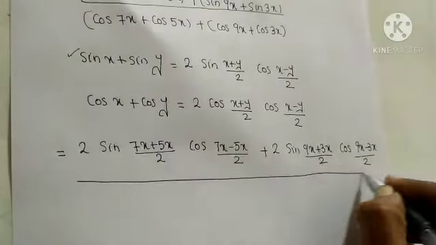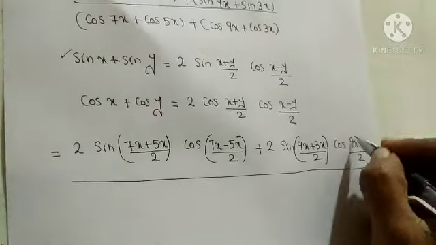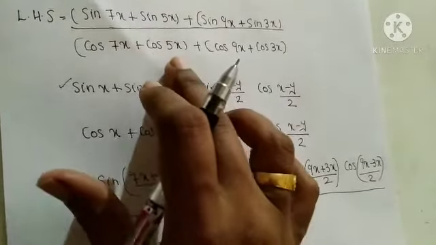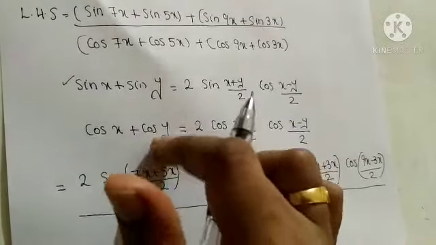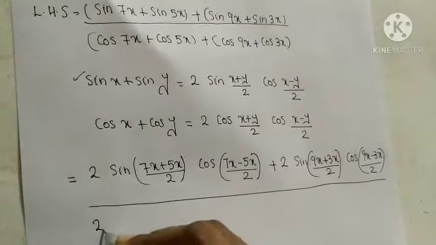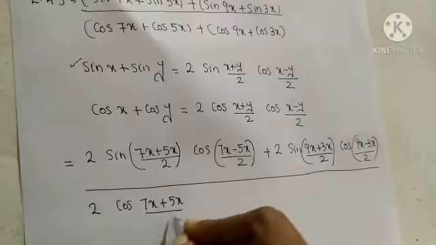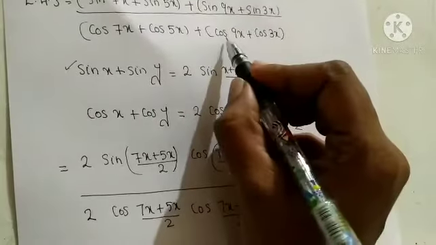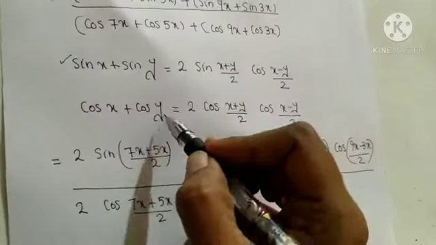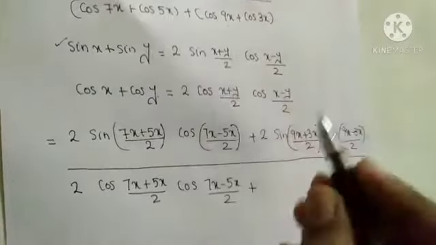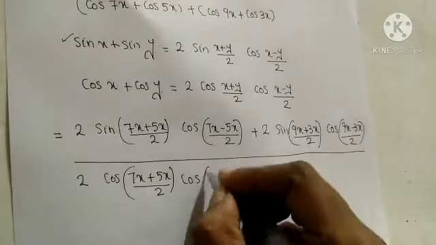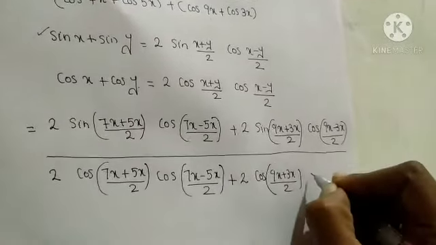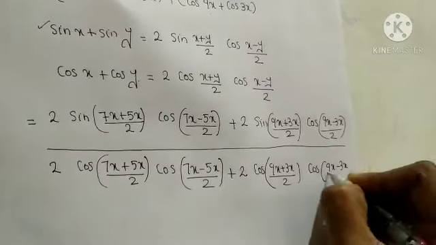Okay, whole divided by, in the denominator I am going to use this identity. So let us consider cos 7x plus cos 5x first. Replacing x by 7x and y by 5x, it will become 2 cos (7x plus 5x) by 2 into cos (7x minus 5x) by 2, plus, and again consider this cos 9x plus cos 3x term using this formula, replacing x by 9x and y by 3x, it will become 2 cos (9x plus 3x) by 2 into cos (9x minus 3x) by 2.